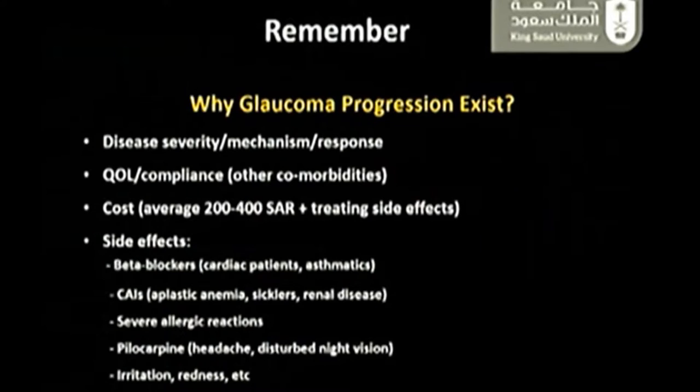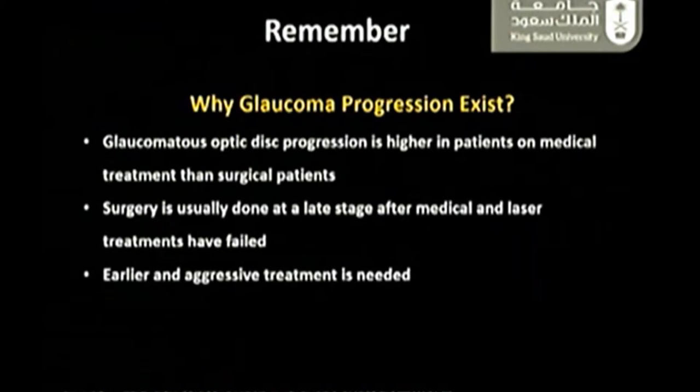Regardless, glaucoma progression does exist. So why is that? Sometimes the disease severity can lead to actual glaucoma progression. We have a certain entity in glaucoma called refractory glaucoma. So whatever you do, the glaucoma will progress. Even if you hit him with the full medication, you operate on him several times, it's a refractory, severe disease. The mechanism of glaucoma plays an important role as well, and the response, quality of life and compliance, the cost, especially if the patient is buying his medication on his own, and the associated side effects, which are well known for all of us, like patients who are on beta blockers, carbonic anhydrase inhibitors, severe allergy to the preservatives associated with the drops, pilocarpine and irritation, redness, and so on.